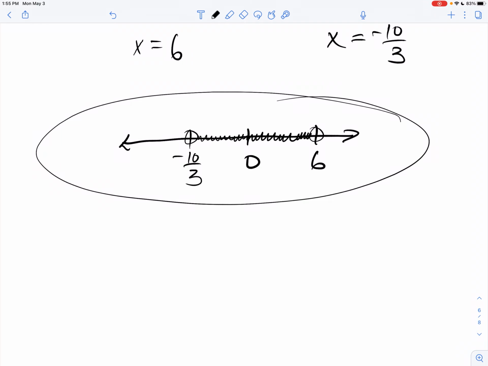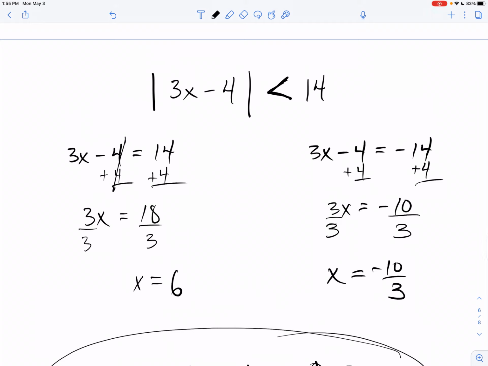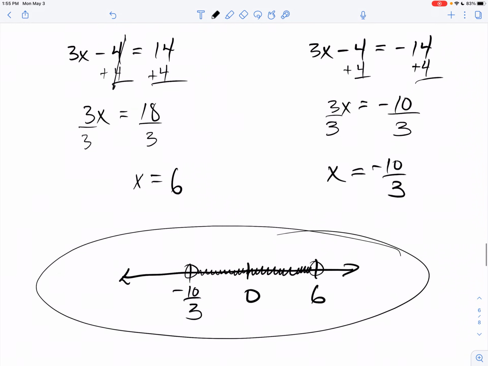But you know what? Just for kicks, if you plug in 0 to my original problem, 3 times 0 is 0. Take away 4, negative 4. Well, the absolute value of negative 4 is 4, which is definitely less than 14. So you can always check your work to see if it's right. I'm just trying to show you there are some shortcuts available to you.